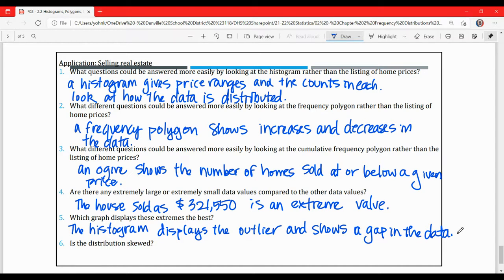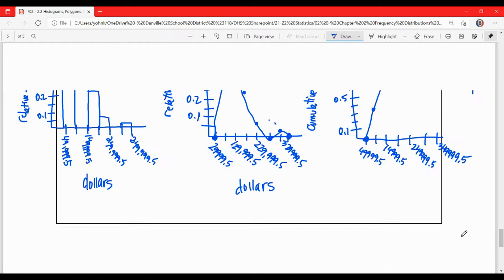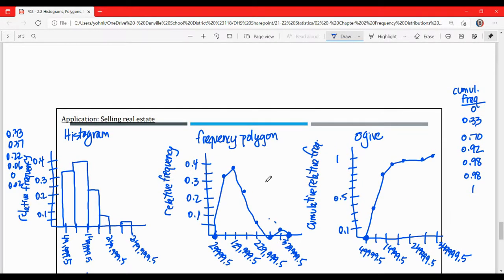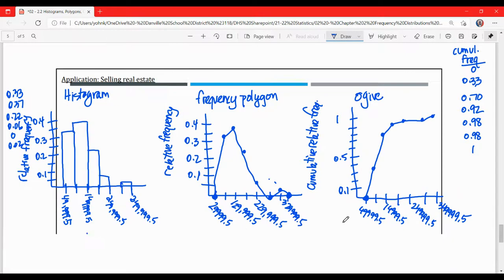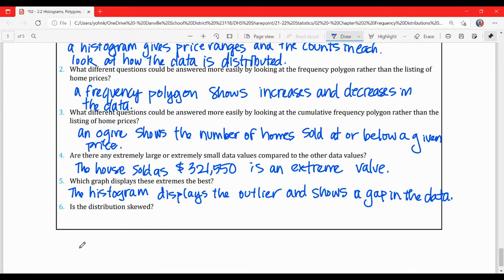And finally, is the distribution skewed? And the answer is yes, to the right. If I were to look at the frequency polygon, that's where I'm going to see that right tail that's going to taper off. So we can say yes, it is positively, which is to the right, skewed. You can also say right skewed.